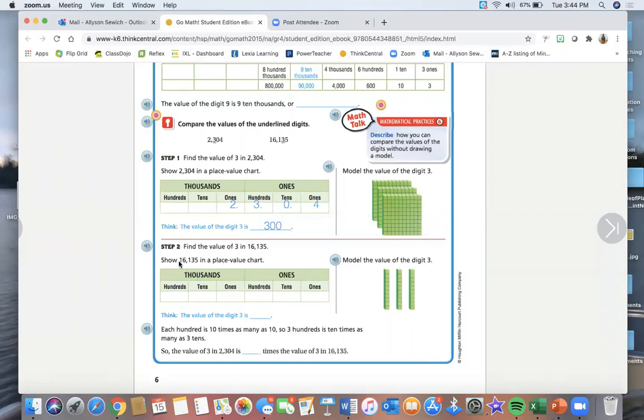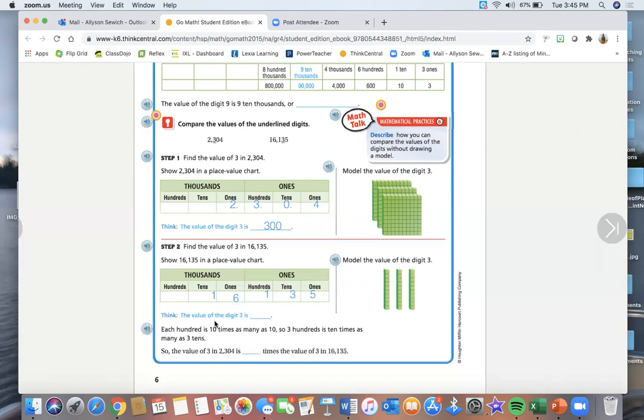Okay, now show 16,135 in the place chart. If you're confused as to where to go, I would start by going backwards. So start by putting in your ones, which we know is 5. You don't have to do it this way, it's just helpful if you're not sure where each number goes. You can always start backwards. So I know my ones place is 5, my tens place is 3, my hundreds is 1, my thousands is 6, and my 10,000s is 1.